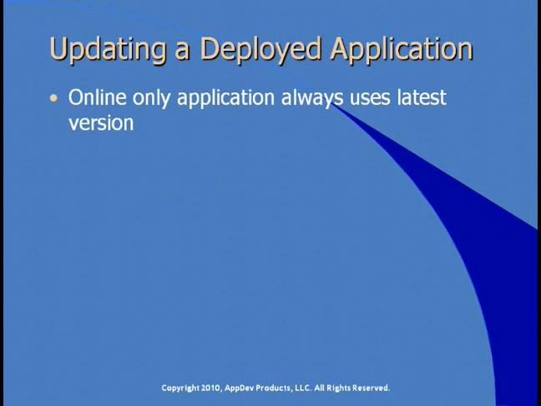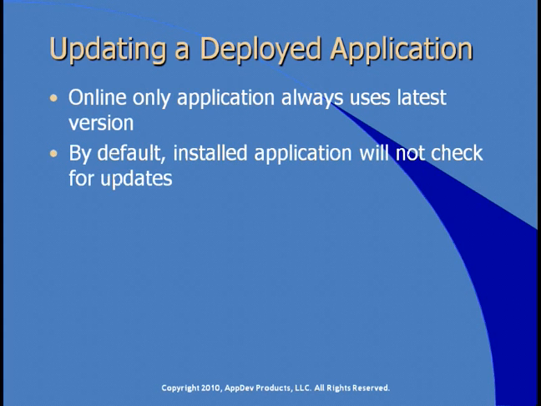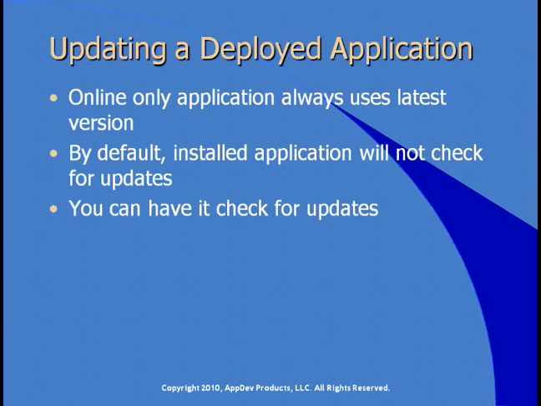Now if the application is available online only, then it always uses the latest version. And this of course is one of the reasons why web applications became so popular. You make a change to the web application, you don't have to worry about deploying that update because the next time somebody comes to the website, they automatically run the latest code. A big benefit of Click Once is that you can get that with client applications, as long as you ask for it. By default, installed applications don't check for updates, but you can configure them to.